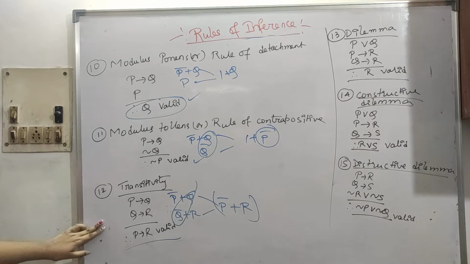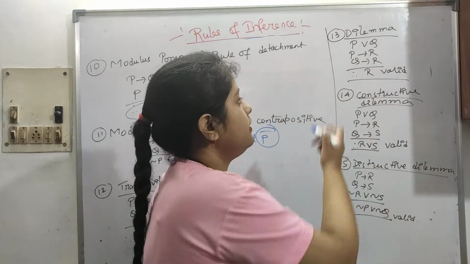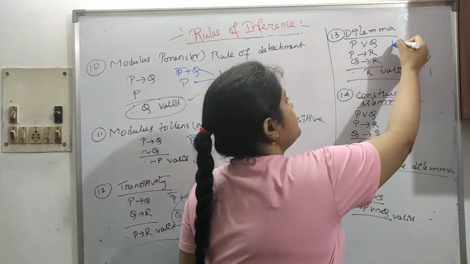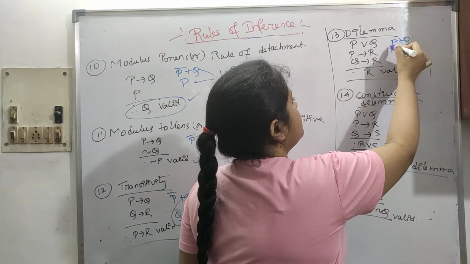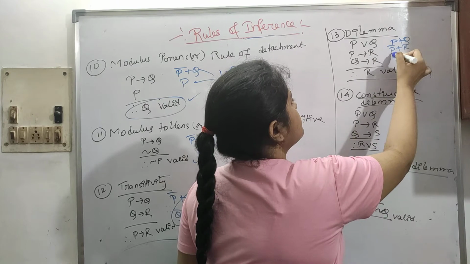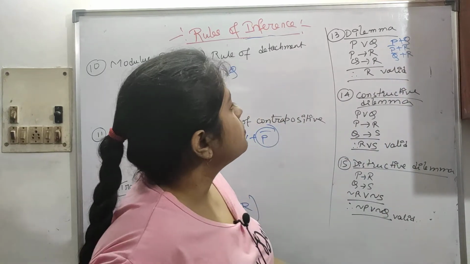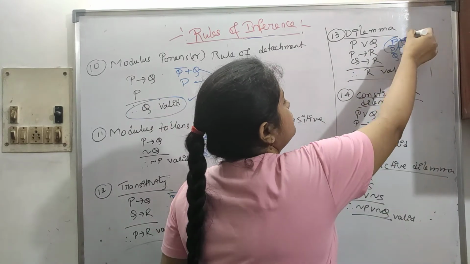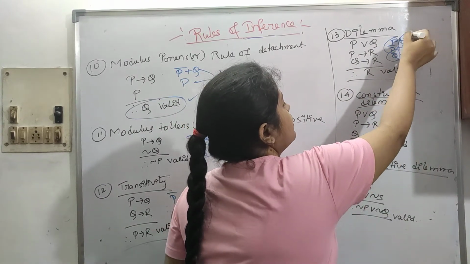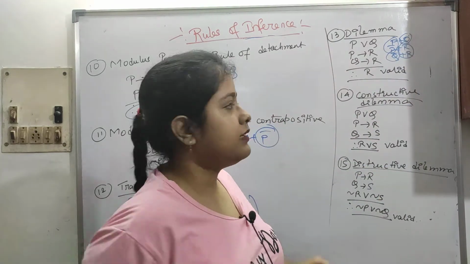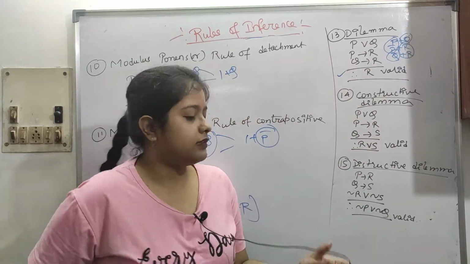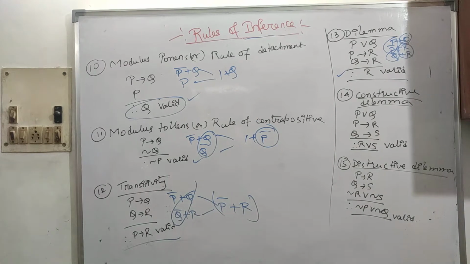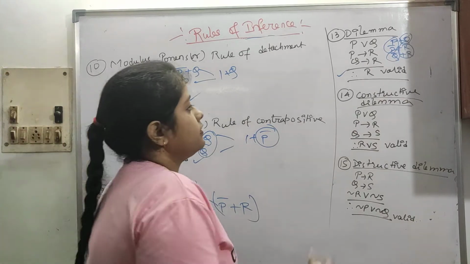So now 12 is done. Next is 13, dilemma. This is P plus Q, then P bar plus R, then Q bar plus R. You can see P bar, this is 1, then Q bar is also 1, so only R is left. So R is valid. Like this. Let me check the statements once. Yes, this is correct.